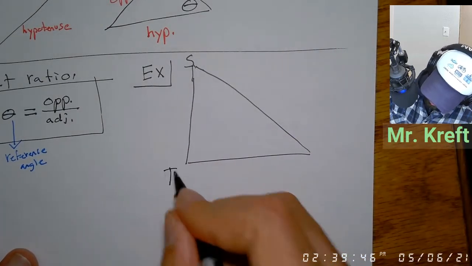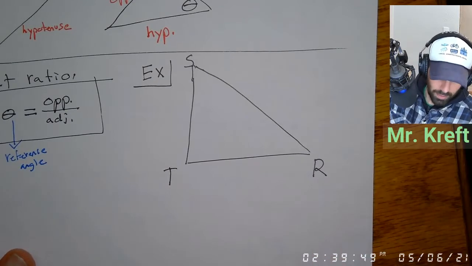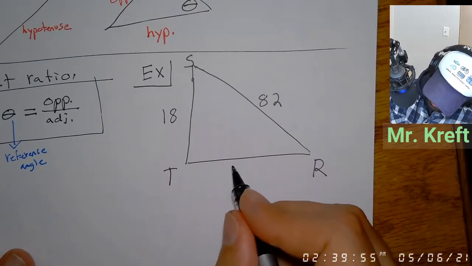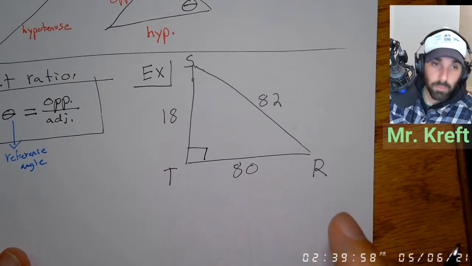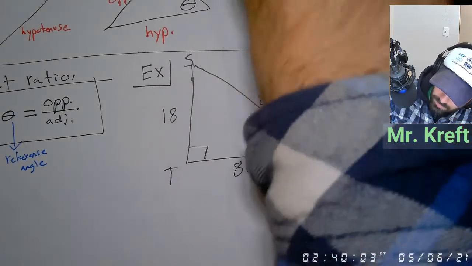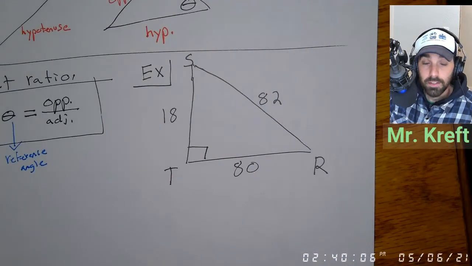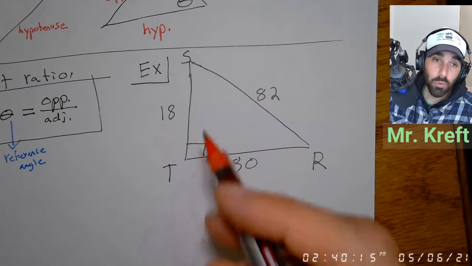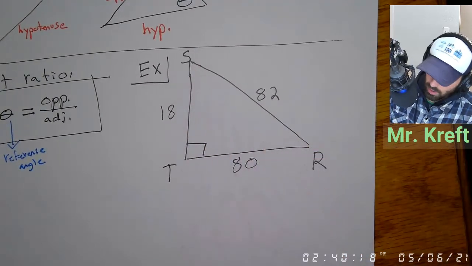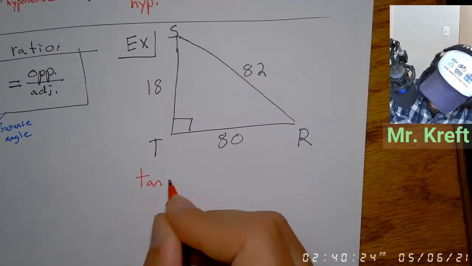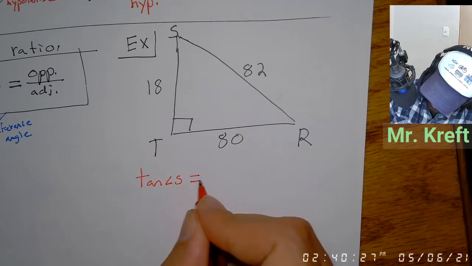Let's say we have a nice big right triangle. Let's say STR, and let's call the sides 82, 18, and 80. Probably not drawn to scale. Okay, so get that down really quickly. Now, as you're getting this down, think to yourself, okay, there's two acute angles, which means there's two possible reference angles we can use. Those two angles are angle S and angle R. So the first thing I might ask is, all right, what is the tangent ratio of angle S?